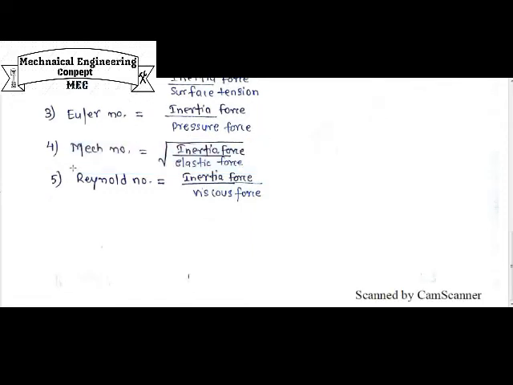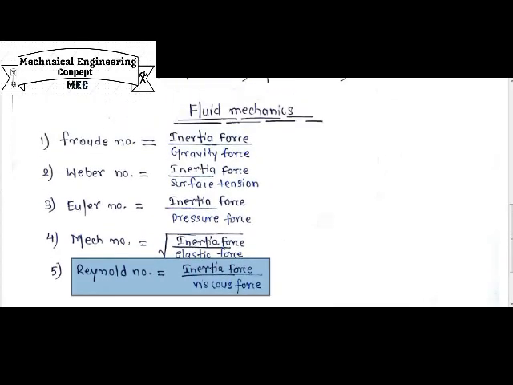Last one is the Reynolds number. Reynolds number is the ratio of inertia force to viscous force. Reynolds number is basically used for flow condition, fluid flow. So we can say that the viscosity of a liquid is related to Reynolds number. So Reynolds number can be written as the ratio of inertia force and viscous force.